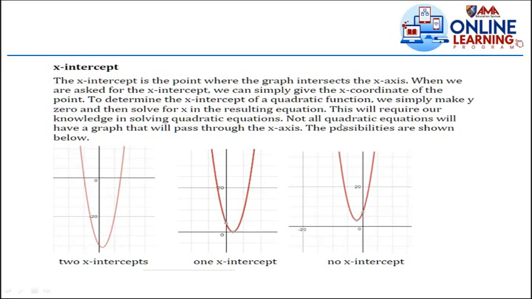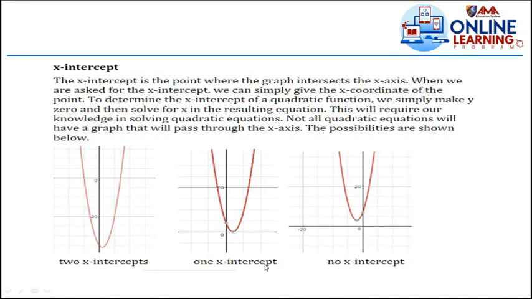Not all quadratic equations will have a graph that will pass through the x-axis. So the possibilities are shown below. So dito, meron tayong two x-intercepts. So this is your x and y coordinates, this is your origin. Okay? So this one has two x-intercepts, 1 and 2. Okay? Next, we have one x-intercept.